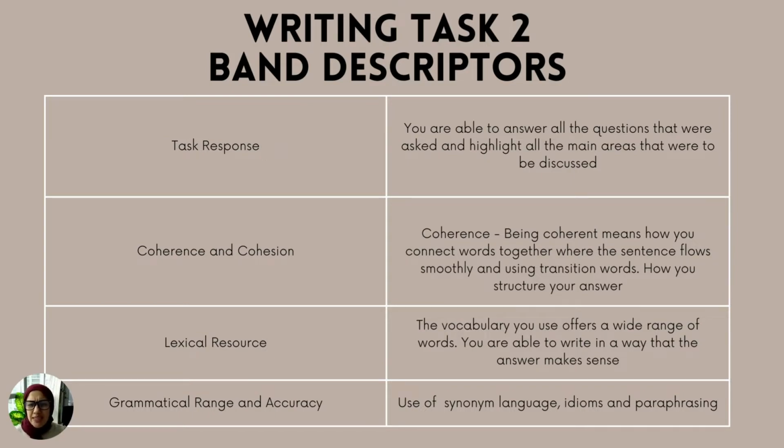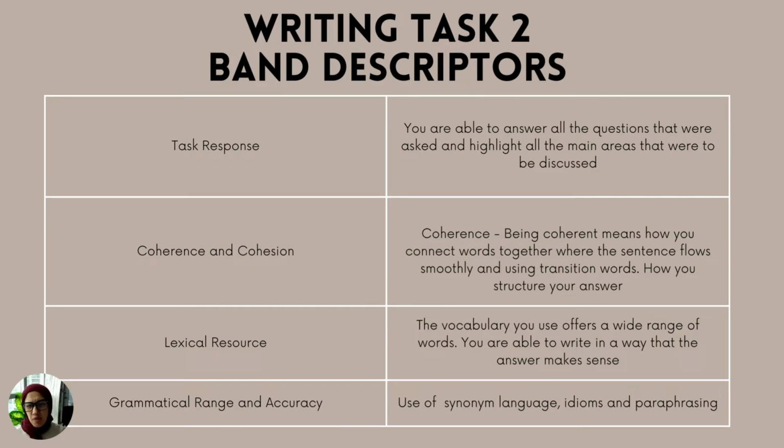So for the writing task 2 band descriptors, they're pretty much looking for the same type of things in the writing task 1 band scores. In writing task 2, they are looking for your task response.